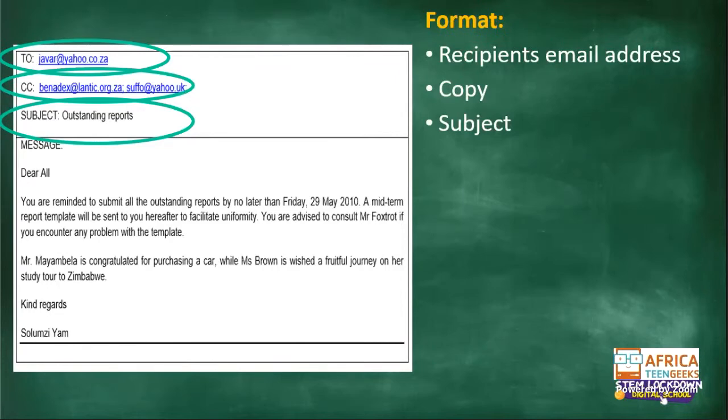Message, colon. Then you skip a line. Dear all, remember we always have to have a greeting. Okay? Then you start with your message. And the message in this email goes as follows.